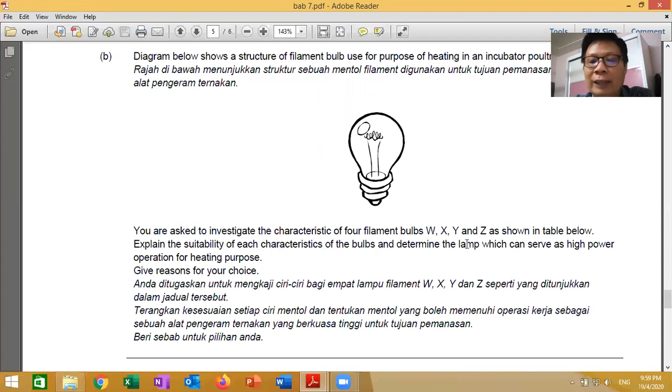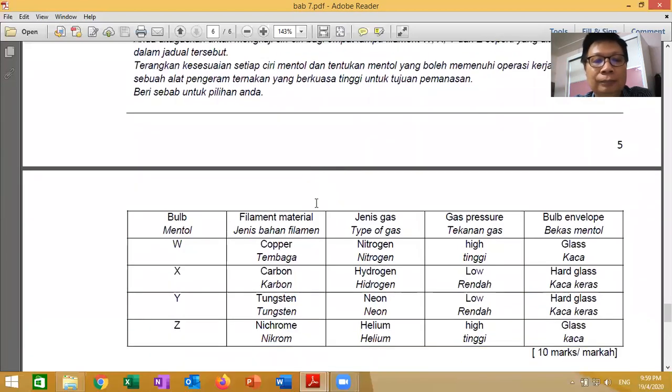This can serve as a high power operation for heating purposes. Give a reason for your choice. So remember, we are using the bulb to heat up the incubator. The characteristics are the filament material, the type of gas, the pressure inside, and the bulb envelope, the glass. So which one are you going to choose?